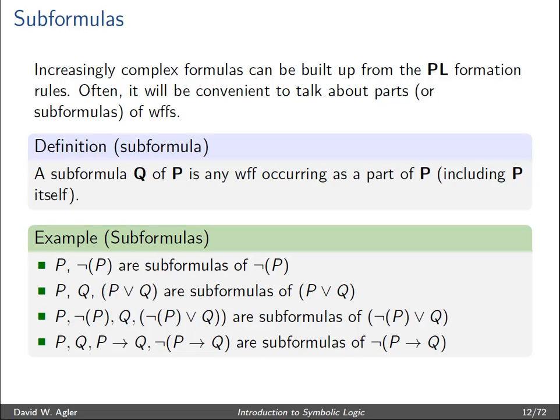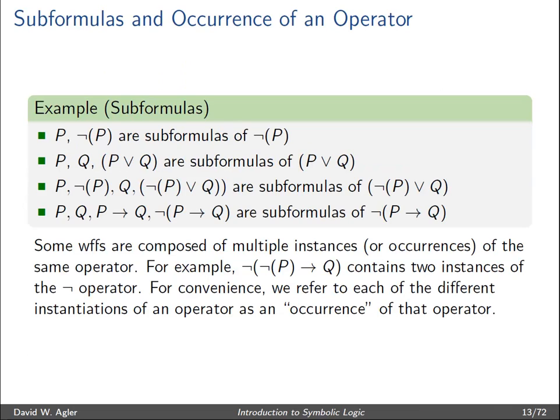Provided a formula is a part of a more complex formula, then that formula will be a subformula of it as well. Some well-formed formulas are composed of multiple instances or occurrences of the same operator. So, for example, if we had not P, right arrow, not Q, you'll notice that there are two instances of the not operator or negation operator. For convenience, we'll refer to each of these different instantiations or instances of that operator as an occurrence of that operator.